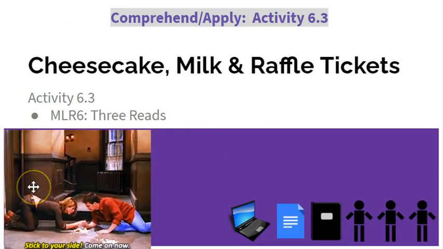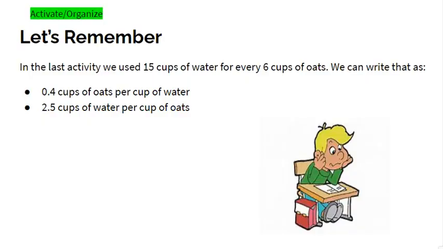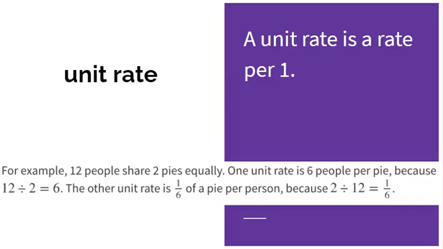Anyway, back to what we're talking about. Cheesecake, milk, and raffle tickets. We're not going to go too deep in all of these. So in that last one, we were talking about how 15 cups of water for every 16 cups of oats, and we could write it 2 different ways. We could talk about 4/10 cups of oats per cup of water, or 2.5 cups of water per cup of oats. And this is where we're talking about unit rate.